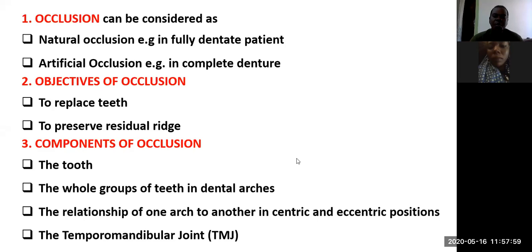Okay. What are the components of occlusion? I told you the tooth, the whole groups of teeth in dental arches. That is, when you consider the teeth in the lower arch and the upper arch as a group, that is one component of occlusion. Then the relationship between the arches when they're in centric or eccentric positions. Then you look at the temporomandibular joint. The temporomandibular joint, we get to know, is that joint that connects the lower jaw to the skull.